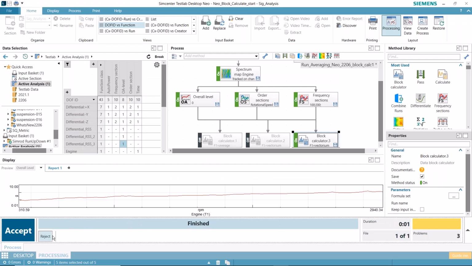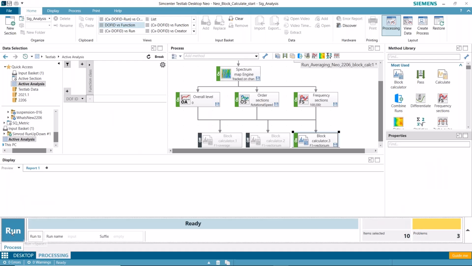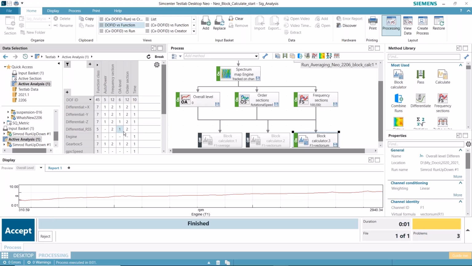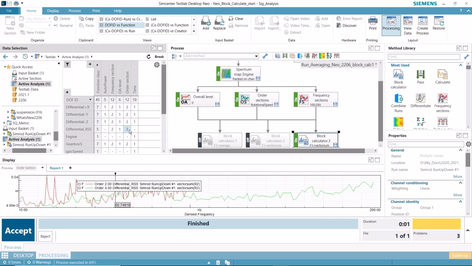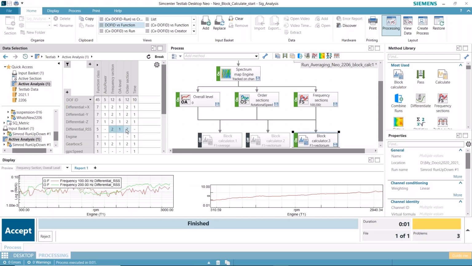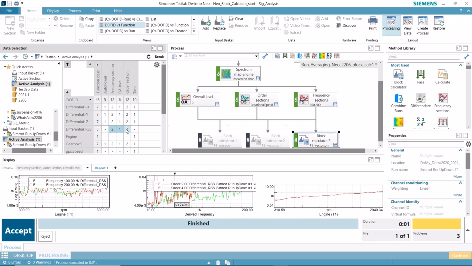So if I reject this guy, and if I run this, so this is my overall level RSS. This is second and fourth order for the overall sections, order sections. This is my 2 frequency sections. So these are all my different calculations for my vector sum.